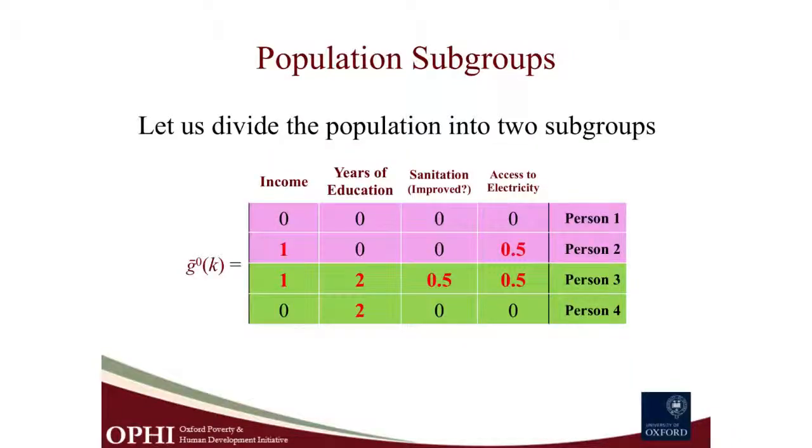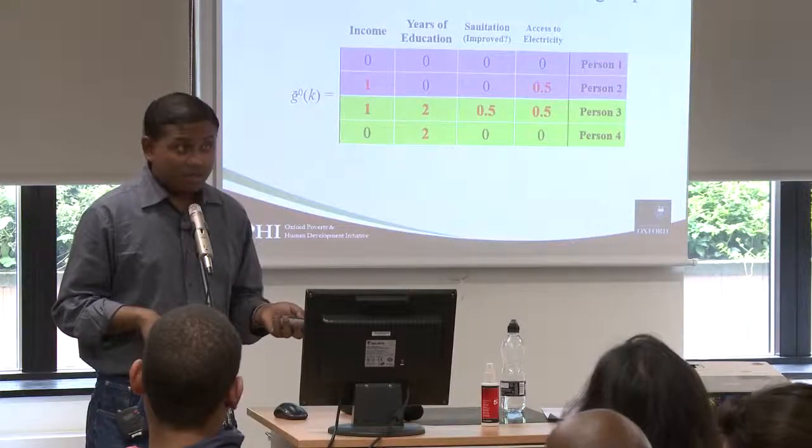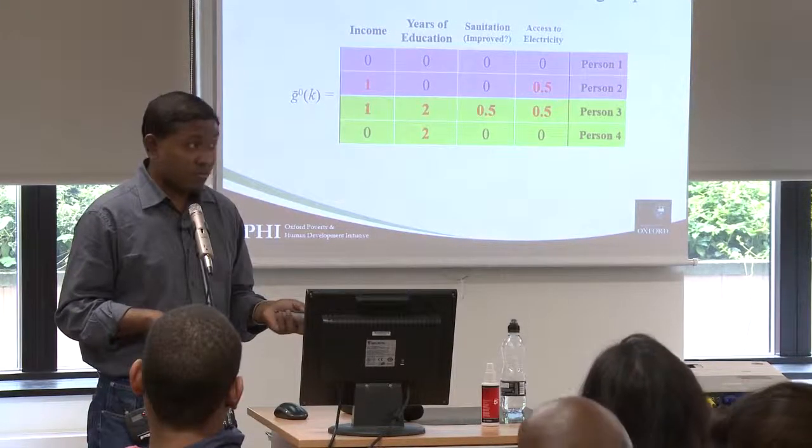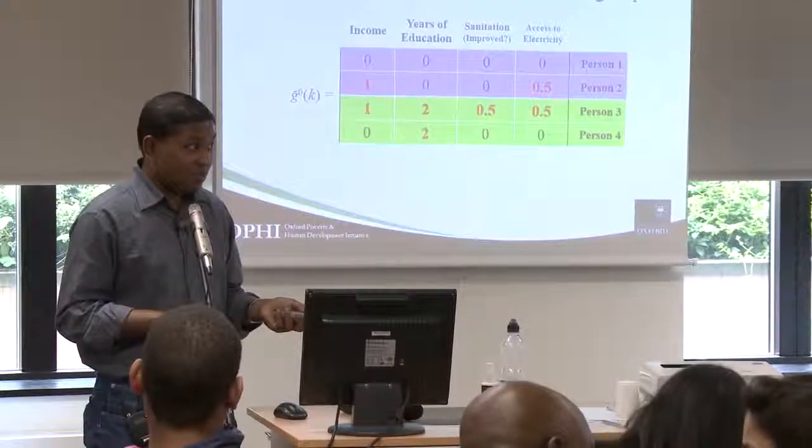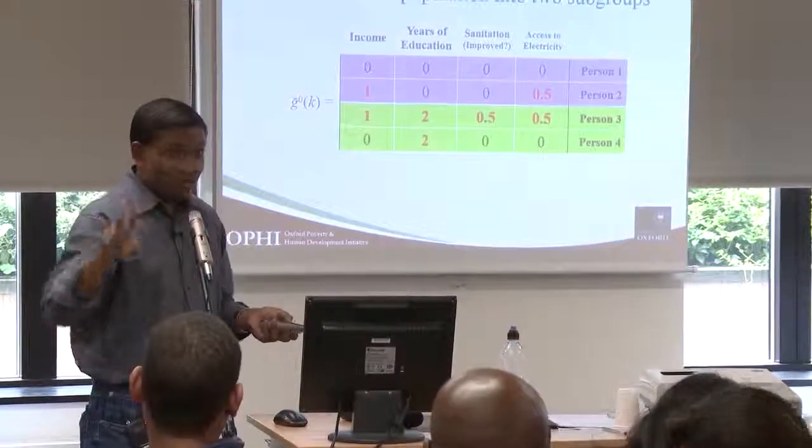Now the idea is to divide this population into two groups, a pink group and a green group. You can call it anything, you can call it gender as well. But anyway, we divide this into two groups. And you have done that already in your assignment, right? In your earlier assignments, you divided the entire matrix into two groups.